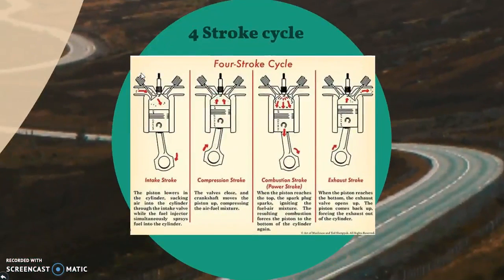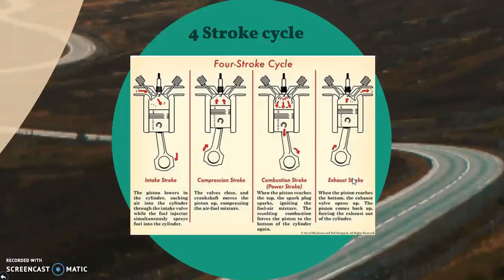So this is a diagram of the 4-stroke cycle where we have shown the intake stroke, the compression stroke, the combustion stroke, and the exhaust stroke. Each of the strokes is similar in the fact that it involves the movement of the piston. There are 2 different positions of the piston known as bottom dead center and top dead center. So each of the strokes can be defined by 2 things.